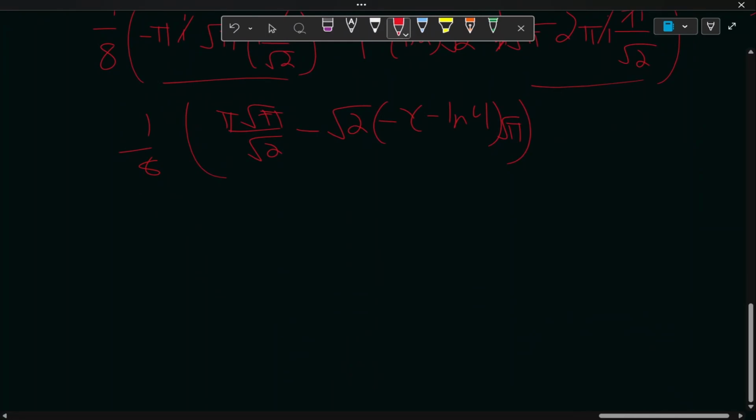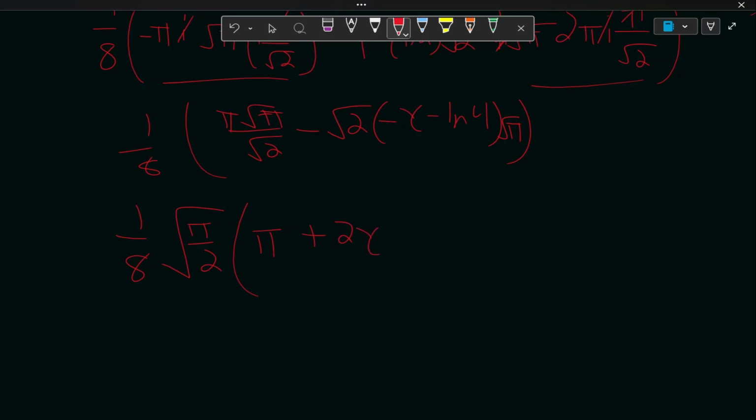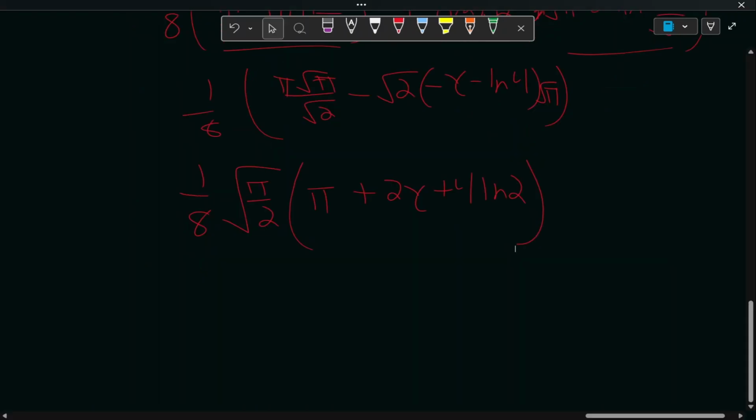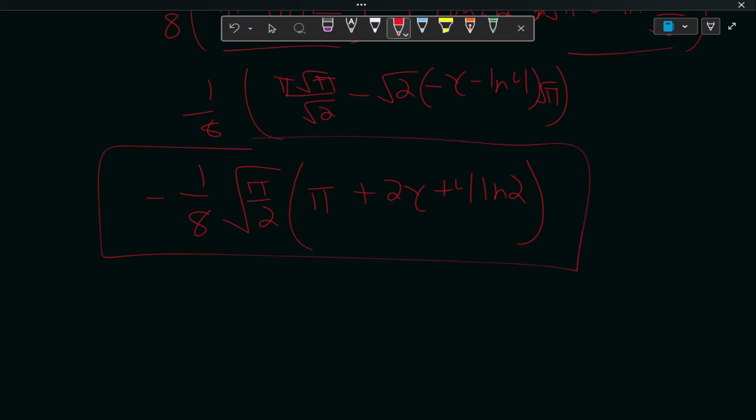So we can clean this up actually quite nicely if we just factor out a factor of square root of pi over 2. We have 1/8 times the square root of pi over 2 of pi, and then plus 2 times the Euler-Mascheroni constant plus 4 natural log of 2. And looking back at all this now, there actually should be an additional minus sign here. And that actually is the right answer.